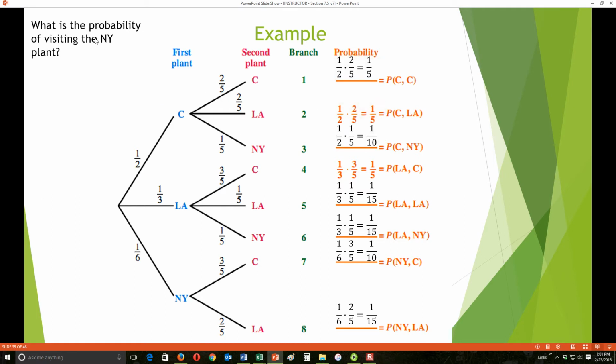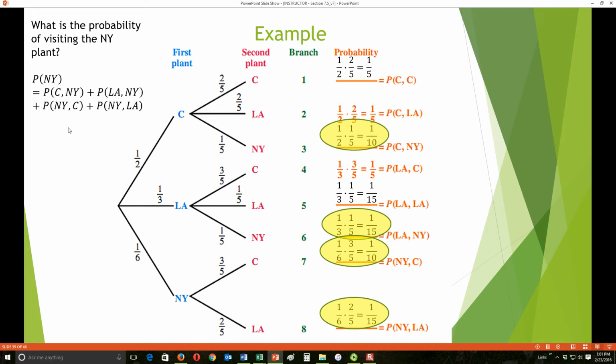What is the probability of visiting the New York plant? This is where we have to think about it, because it doesn't say New York first or second. So we need to look over here. There's New York, there's New York, here's New York, and here's New York. All we need to do now is take these probabilities, add them together. It will take getting a common denominator, and we wind up with 10/30, or 1/3.